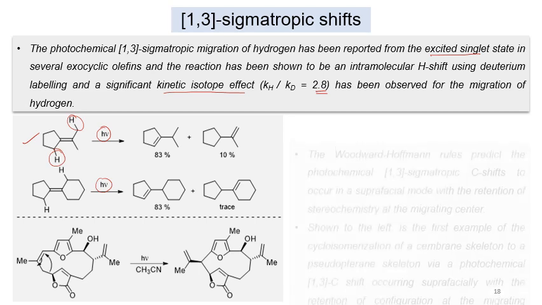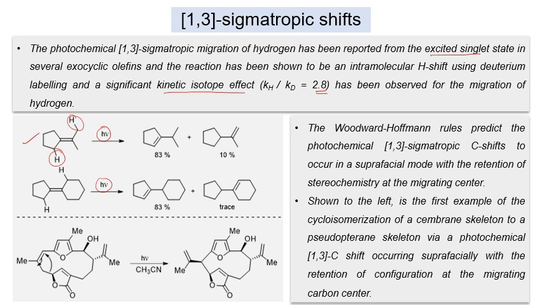What about alkyl shifts? The Woodward-Hoffmann rules predict the photochemical 1,3 sigmatropic C shifts to occur in a suprafacial mode with retention of stereochemistry at the migrating center. As you can see here in this particular example, under photochemical conditions, this particular skeleton rearranges with the retention of stereochemistry at the migrating carbon center.